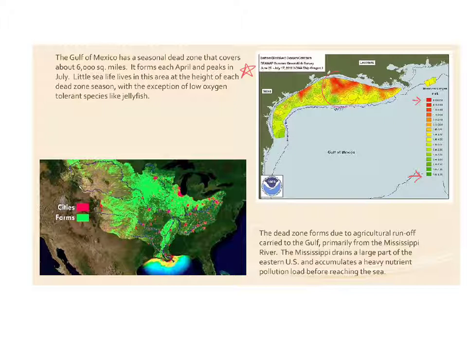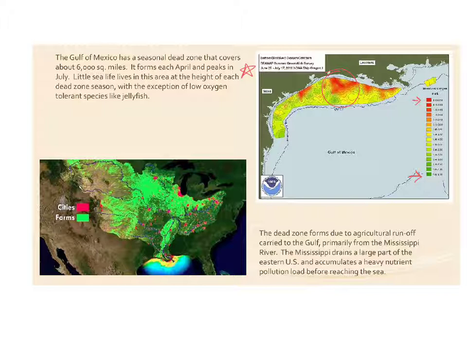The lowest DO is right here where the Mississippi River enters the Gulf of Mexico. So we're going to talk a little bit about that. The Gulf of Mexico has a seasonal dead zone that covers about 6,000 square miles, which is a pretty big area. It forms each April and it peaks in July.